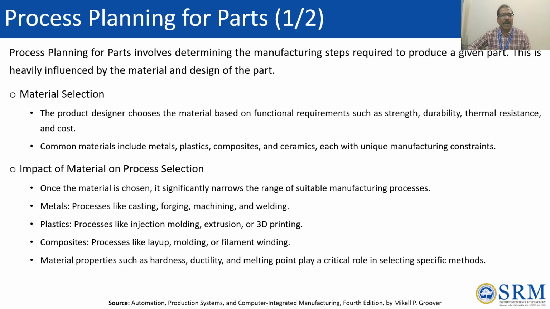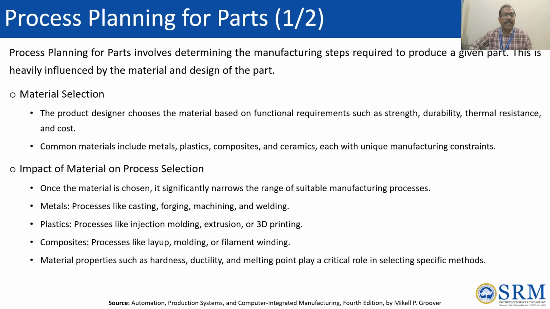For material selection, the product designer chooses the material based on the functional requirement. We know the functional requirements. In the last slide, we discussed hardness, strength, durability, thermal resistance, cost, appearance, aesthetics, and surface finish requirement. Based on that, the product designer chooses the material. The most common materials used in the industry are metals, non-metals, plastics, composite materials, and ceramics. These are the basic or commonly used materials.